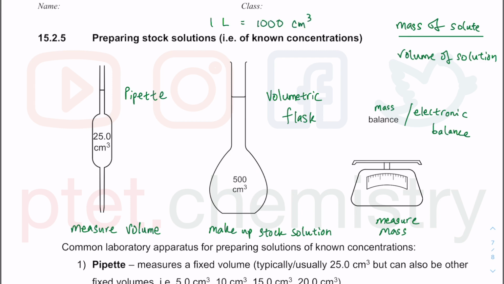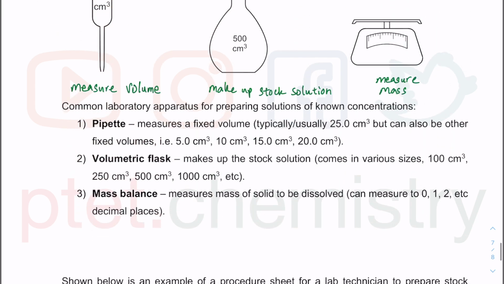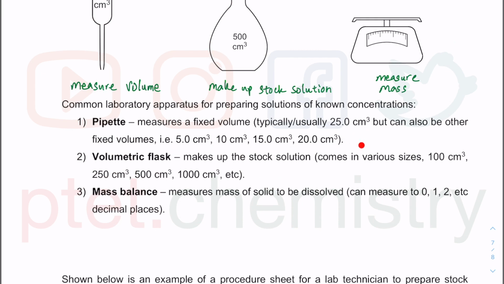And then to convert cm cube to liter, or to convert cm cube to dm cube, because we don't actually use 1 liter in chemistry, we simply divide whatever value by 1000. So pipette only measures a fixed volume, but they are very accurate. So these are just various sizes of pipettes. They do not measure volumes in between. So 10 there should be 10.0 actually.